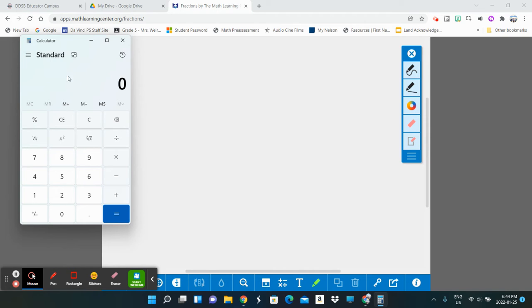So you'll see I've got my little calculator here. It might disappear when I click something, but we're not going to worry about that. It'll be back in a moment.